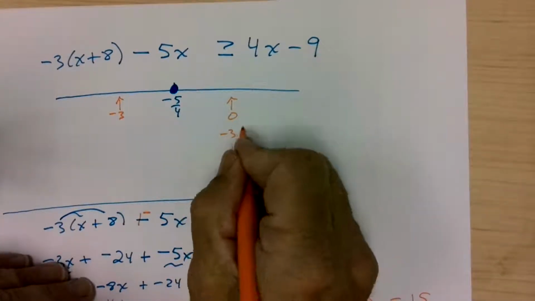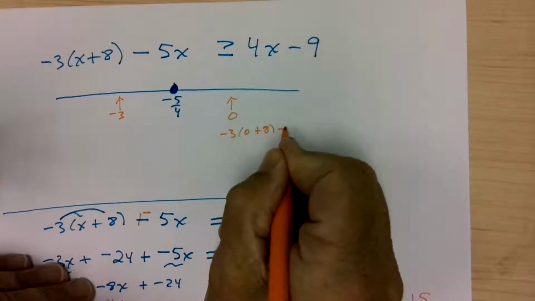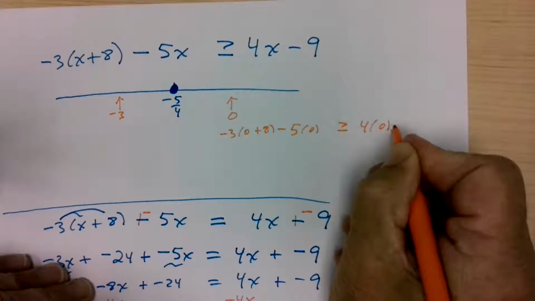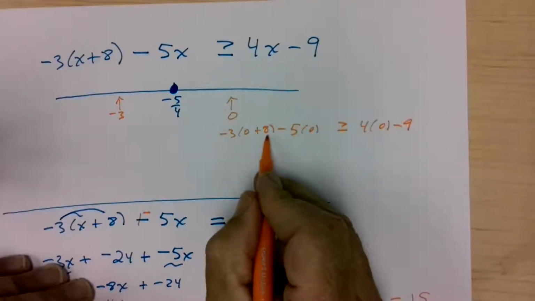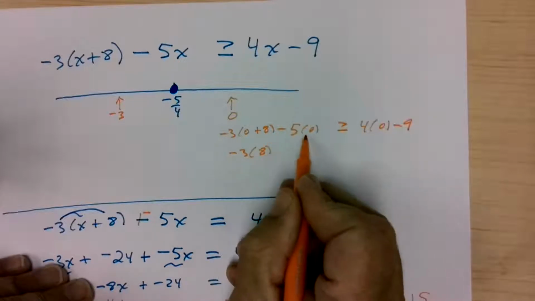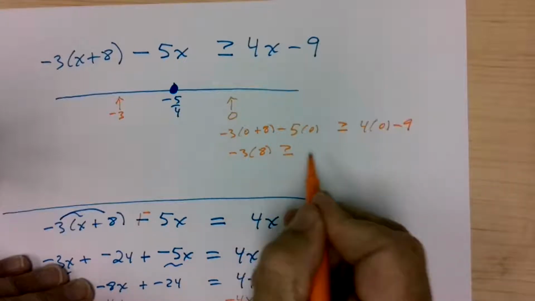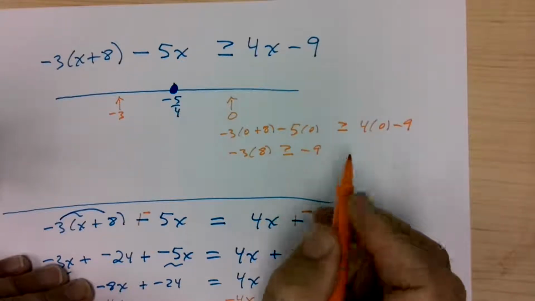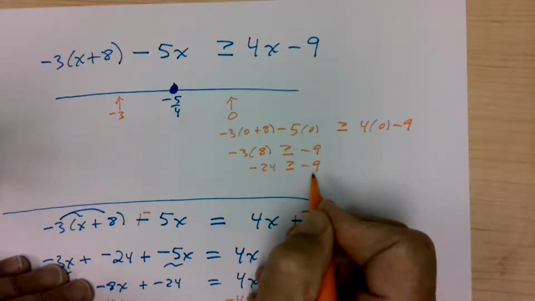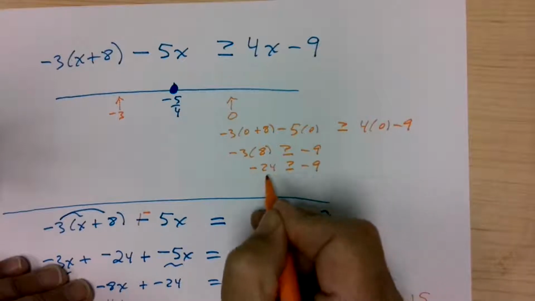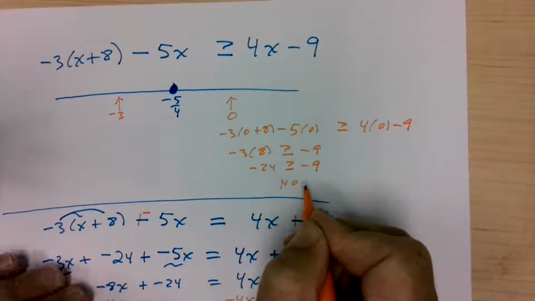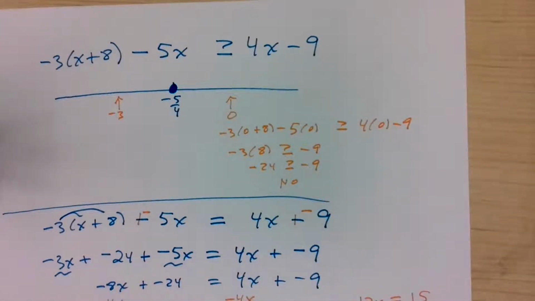So I have negative 3 times 0 plus 8 minus 5 times 0. Is that greater or equal to 4 times 0 minus 9? 0 plus 8 is 8. So we have negative 3 times 8 minus 0. Is that greater than 0 minus 9? Is that greater than negative 9? Is negative 24 greater than or equal to negative 9? Well, 24 is bigger than 9, but owing 24 is worse than owing 9, not better. So this is a no on this side. We go to the left side.